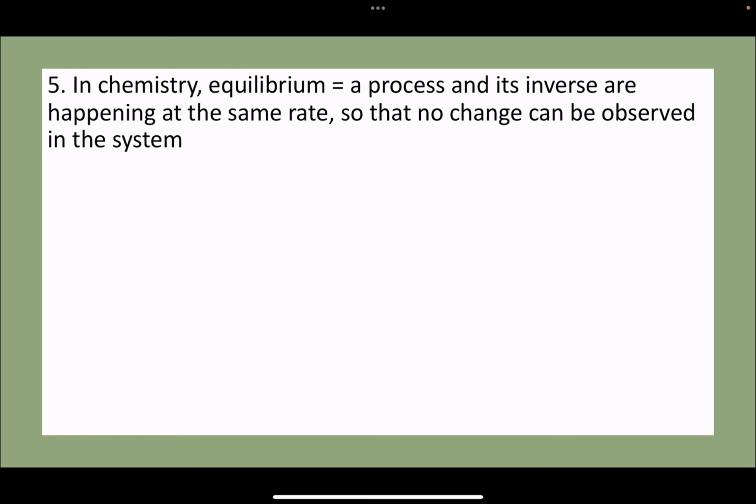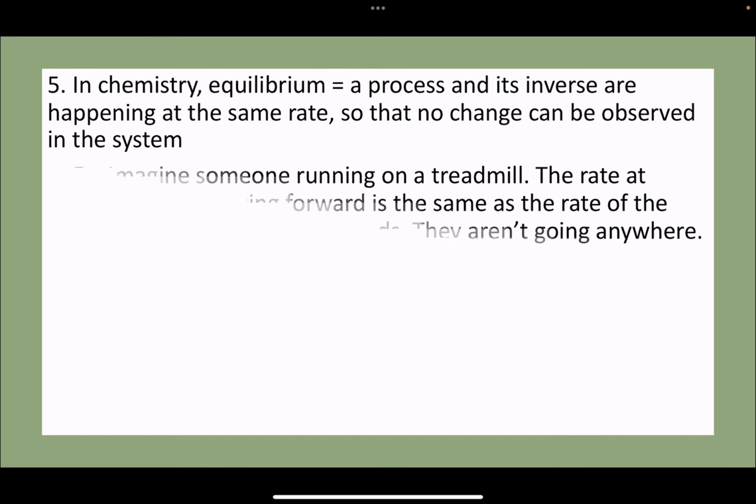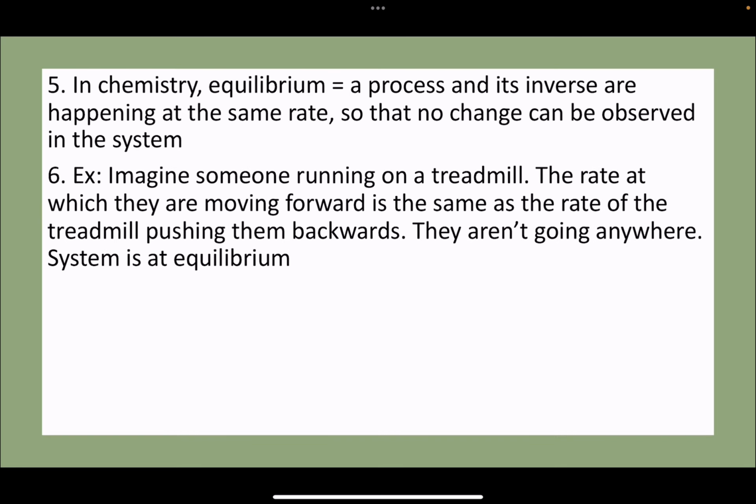In chemistry specifically, a system is said to have reached equilibrium when a process and the inverse of said process are happening at the same rate. This leads to the system as a whole staying the same, since the respective processes are, in effect, canceling each other out. A real-life example of this can be seen on a treadmill. Imagine a person running on a treadmill. Anyone who has ever done this can testify that a person running on a treadmill isn't actually going anywhere. Their location is not changing.